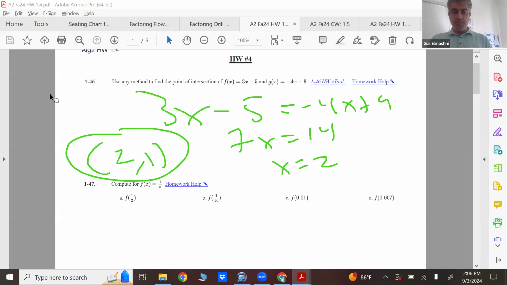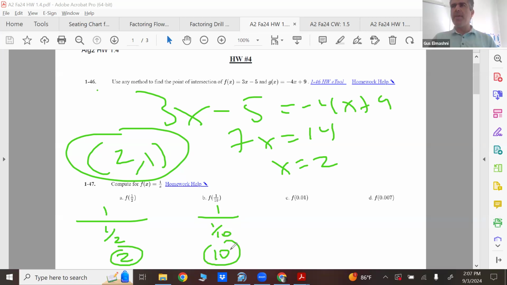For 47, what I would do is plug each number into the equation 1 over x. Now, remember, if you have 1 over a fraction, what do you do to the fraction on the bottom? You flip it, so it becomes 2. Or multiply by the reciprocal, same thing, right? How about the next one? That would be just 10, right?